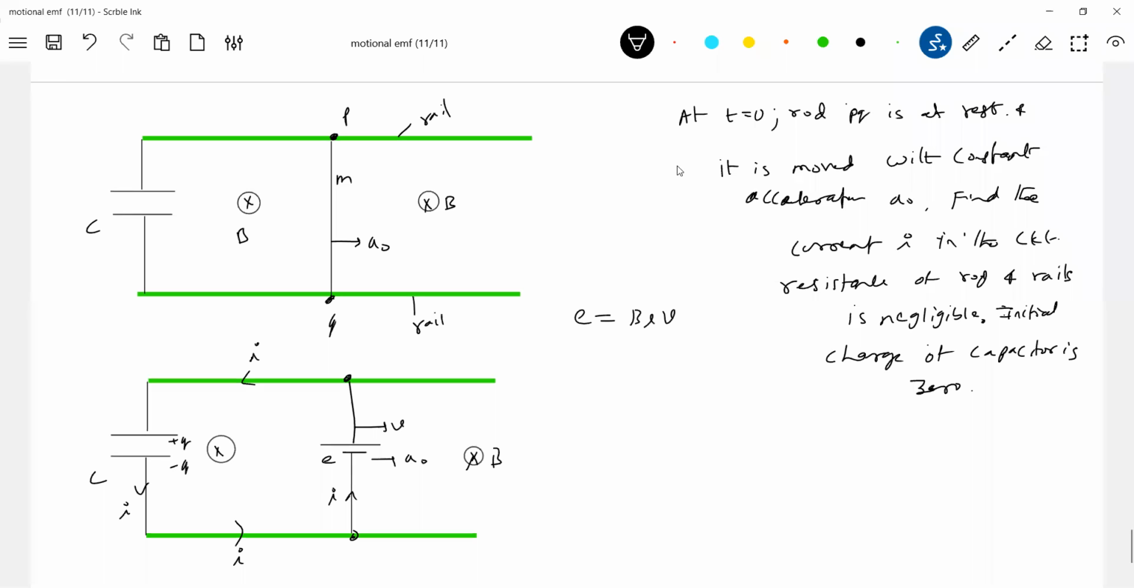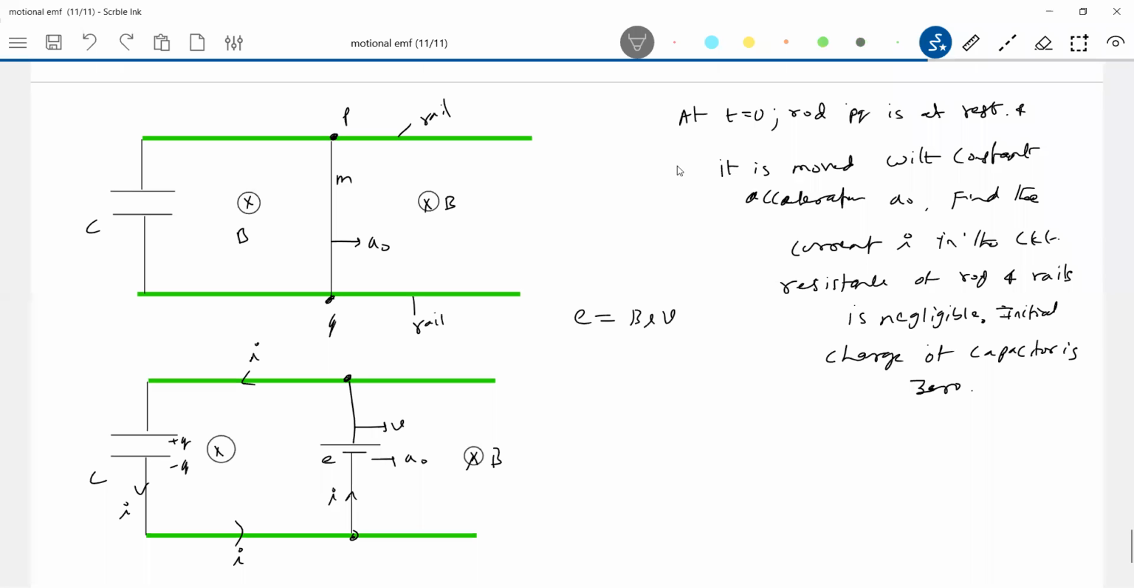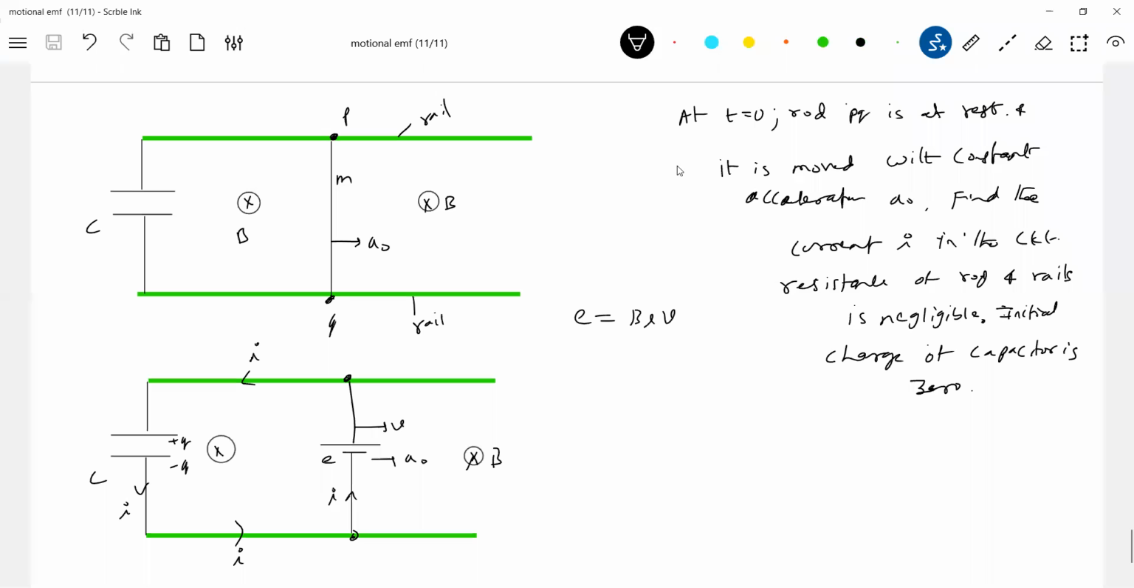But what is the basic problem here? How to bring current? So let's go back to the capacitor chapter. How are this capacitor and cell connected? They're in parallel, no? So what is the charge across the capacitor? Q equal to C into E, that is CBLV. The charge in the capacitor at any time t depends upon the velocity of the rod.